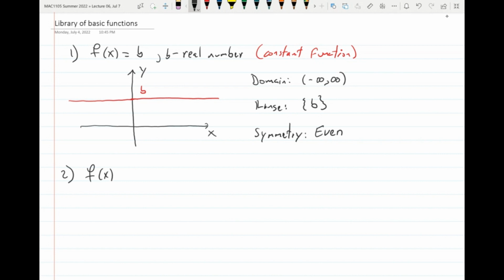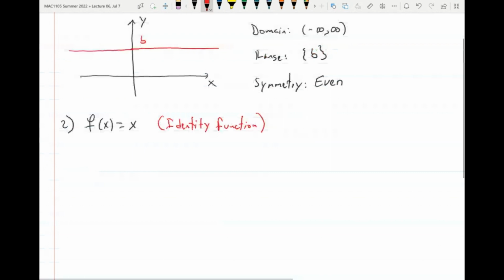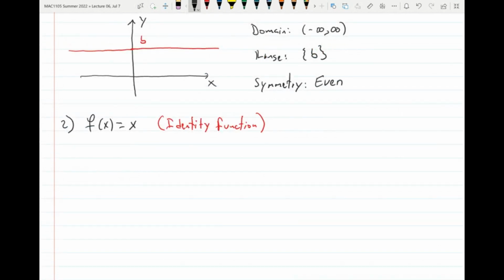The function f of x equals x. This is called the identity function. Identity because whatever the input is, that's exactly the output. So you can think of this as the function that reveals the identity of the input, whatever that is, okay? So what does the graph of this look like?